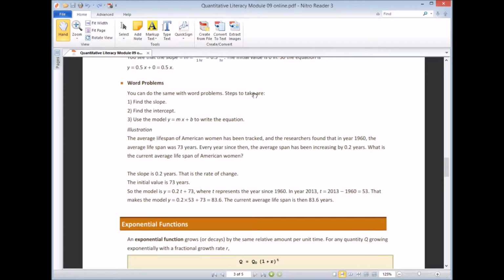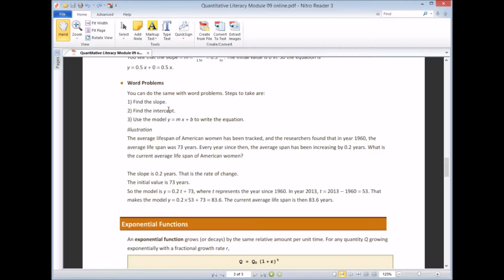The average lifespan of American women has been tracked, and the researchers found that in the year 1960, the average lifespan was 73 years. Every year since then, the average lifespan has been increasing by 0.2 years. What's the current average lifespan of American women? So the first question is, is this a linear function problem or a non-linear function problem? Well, as you can see, the constant rate of change is 0.2 years. So this is a linear function problem, and so I have to find the slope and then the intercept.